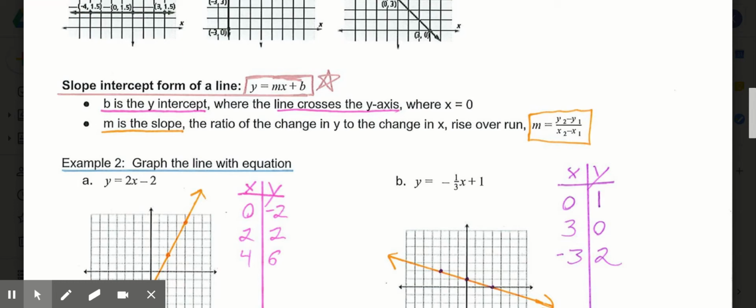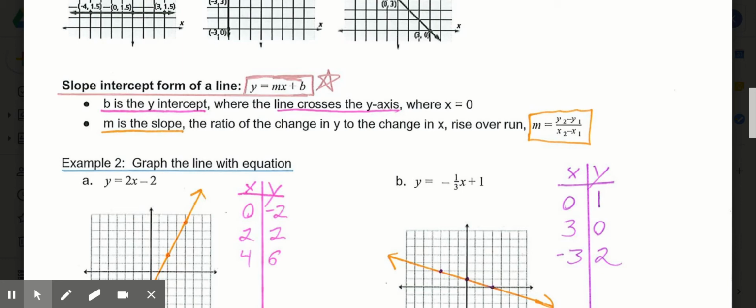And a refresher of slope, slope is the ratio of the change in y to the change in x, or sometimes we simplify that to say rise over run, change in y over change in x, delta y over delta x.